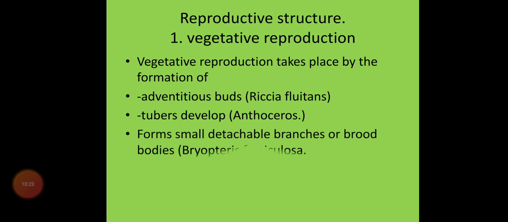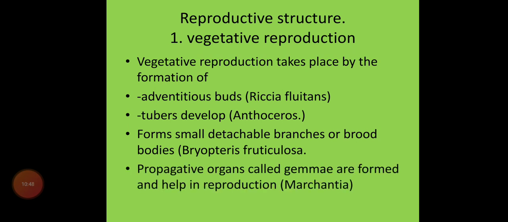Another method of vegetative reproduction is that some small detachable branches, called brood bodies, are produced. For example, in Bryopteris fruticulosa, we can observe some brood bodies. They are nothing but detachable branches. If they are detached, they can grow as an individual new plant.